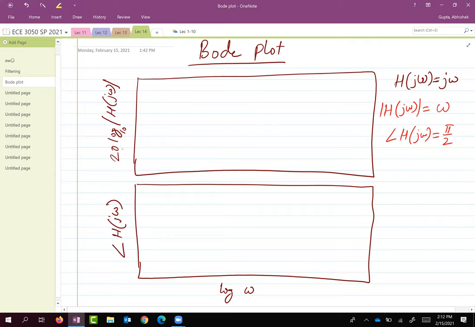So the 20 log H of j omega is actually going to just be a linear curve, because it's log omega on the x scale and it's 20 log omega on the y scale. So that's just going to look like a linear plot. And the angle is going to be pi over 2. It's just going to be constant pi over 2.